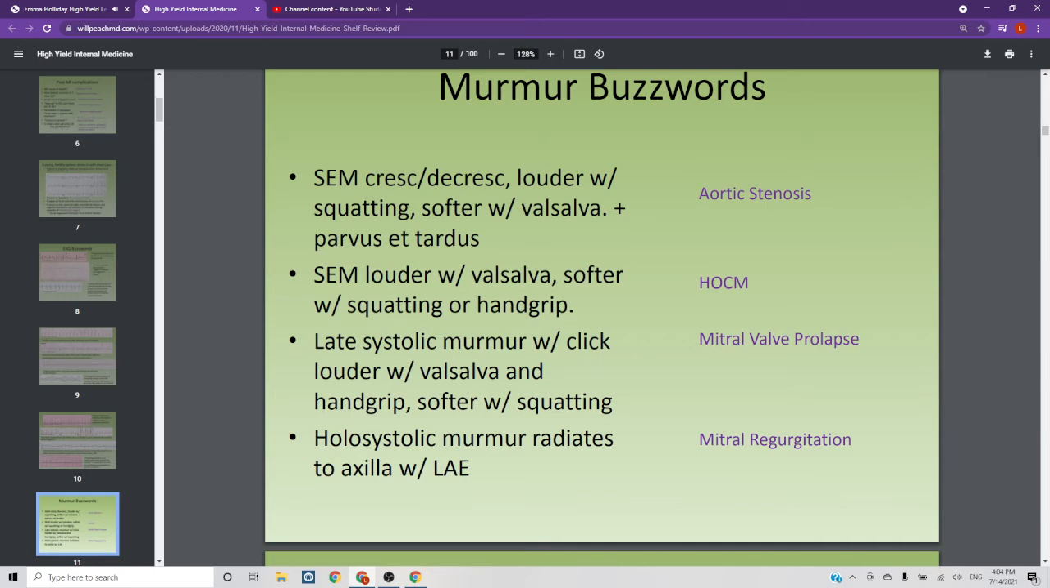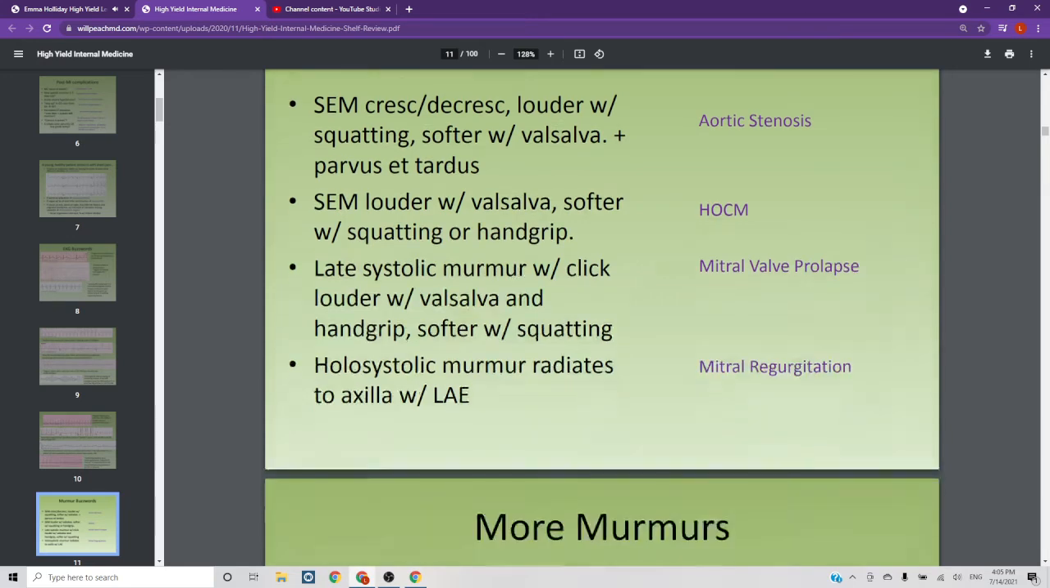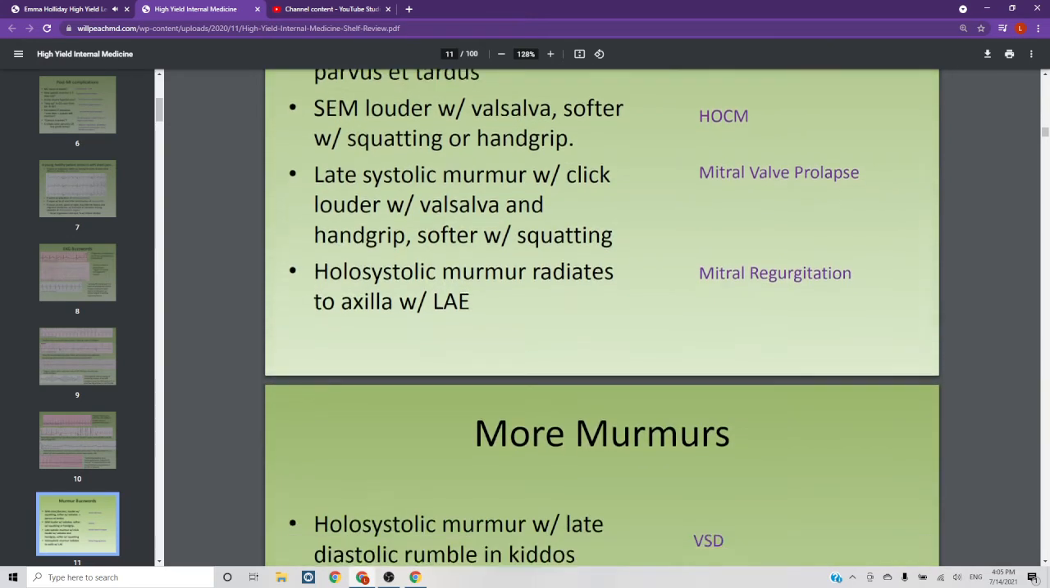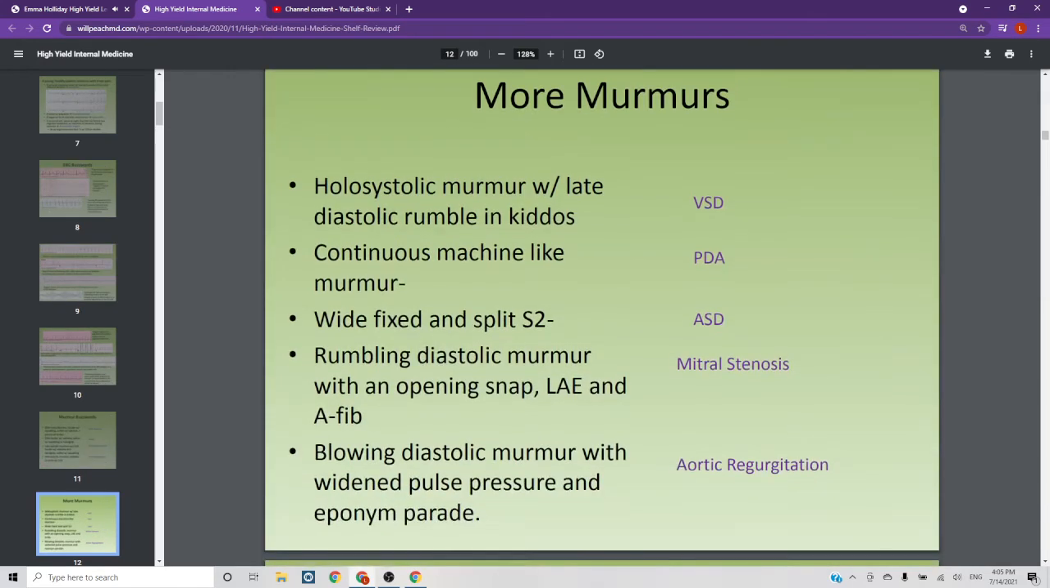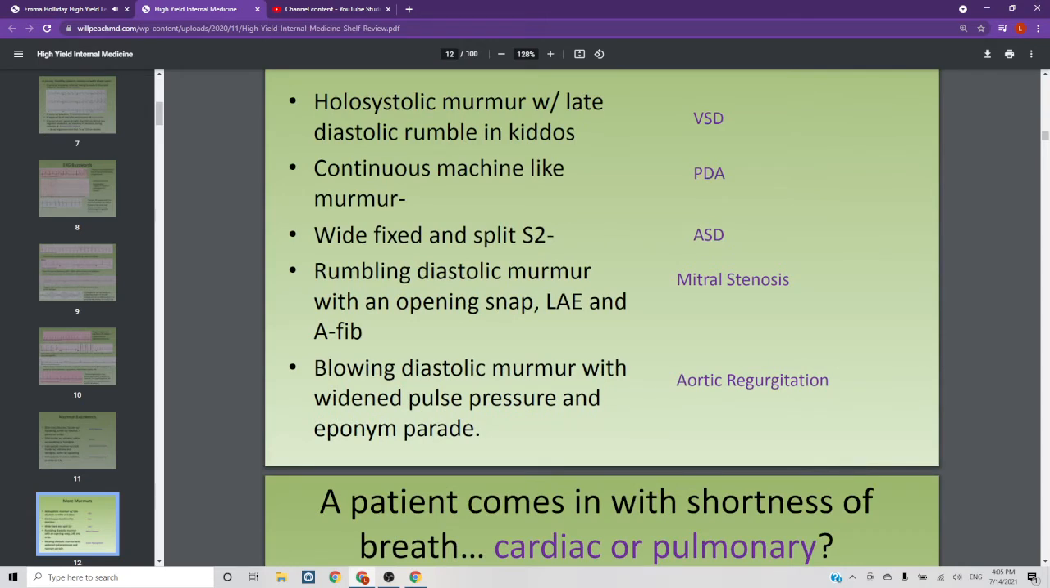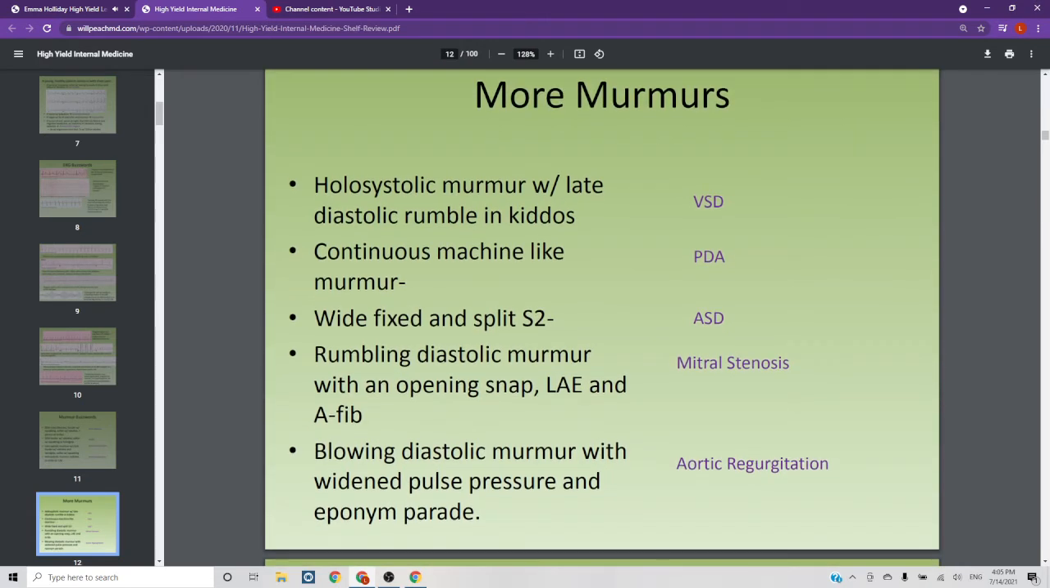In our last systolic murmur, this one radiates to the axilla, and it's different from the other ones in that it's not an ejection murmur, it's holosystolic. Yes, MR. This is mitral regurgitation. Good. Okay, so another holosystolic murmur, but this is in kiddos. Most common congenital heart defect. VSD. Yeah, you thought there wouldn't be any peds on your test, but there might be.